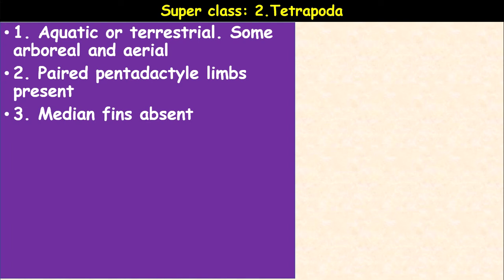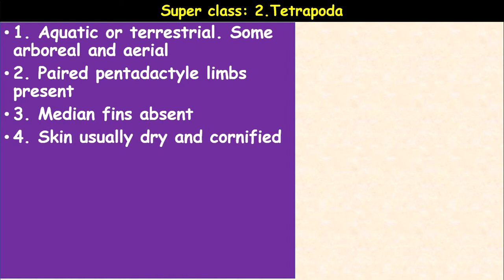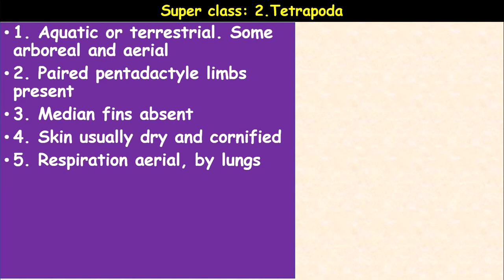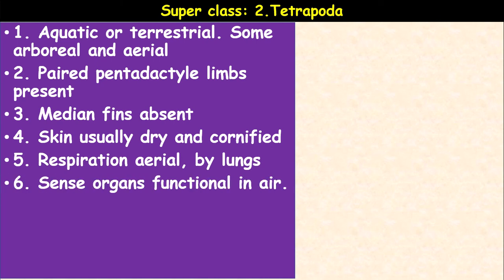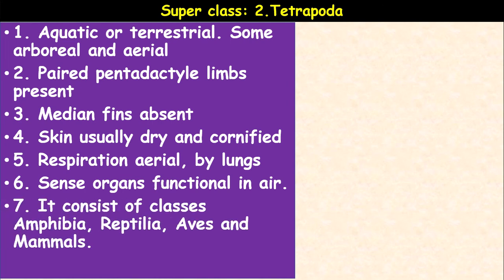Median fins absent. Skin usually dry and cornified. Respiration aerial by means of lungs. Sense organs functional in air. This tetrapoda superclass is further divided into 4 main classes: amphibia, reptilia, aves, and mammals.